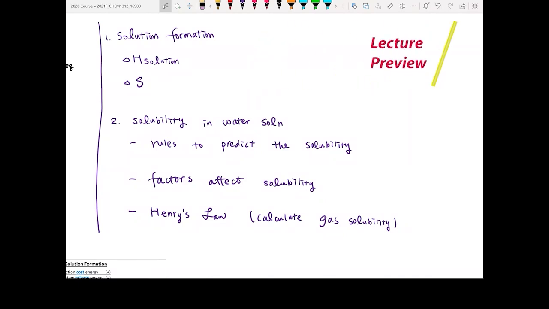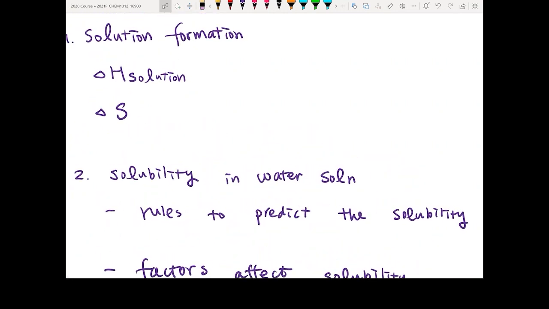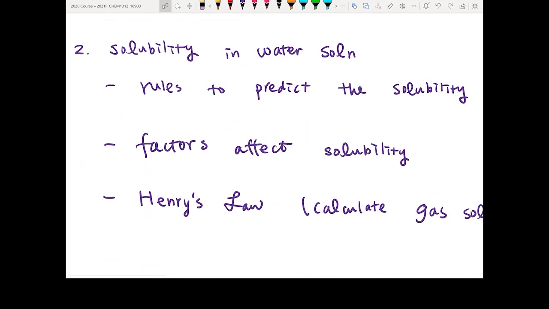Let's get started. Previously, we learned about what a solution is. We learned about how to calculate the concentration of a solution. Today, we want to think a little bit deeper about the solution. We are going to introduce some physical chemistry terms, entropy and enthalpy, to describe the properties of a solution.